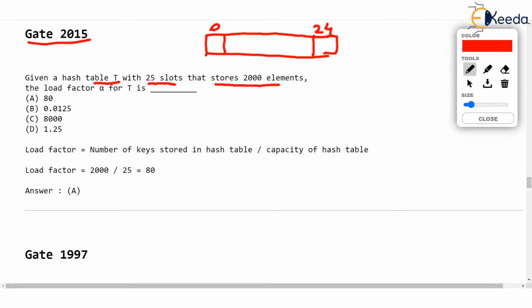How can a 25 element hash table T store 2000 elements? Basically, we must have used direct chaining, which is also called external hashing, in which every element of this hash table is a pointer to a linked list. And you know that a linked list can hold several elements. So this 25 element hash table is storing 2000 elements.